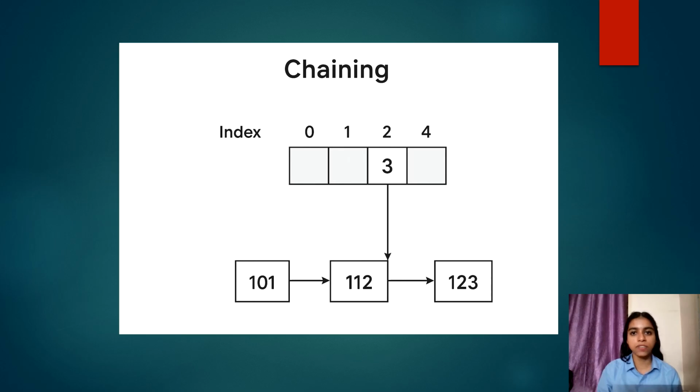In chaining, instead of searching for another empty slot, we store all the colliding elements at the same index using a linked list. So at index 3, we create a linked list. As shown in the image, index 3 points to the first node containing account number 101. This node then points to the next node 112 and finally to 123. Each box represents a bank account record and the arrow shows the link between records. When a new account number hashes to index 3, it is simply added to the linked list. There is no need to search for another index.